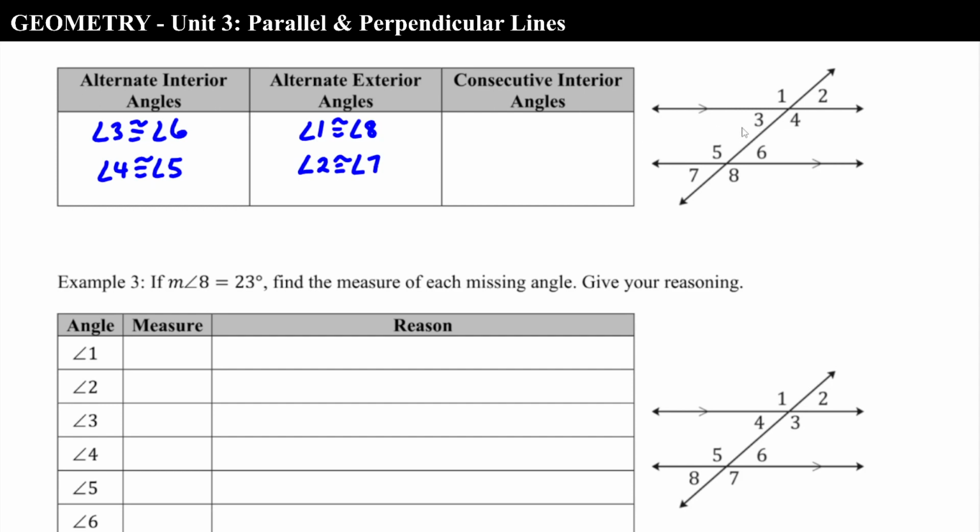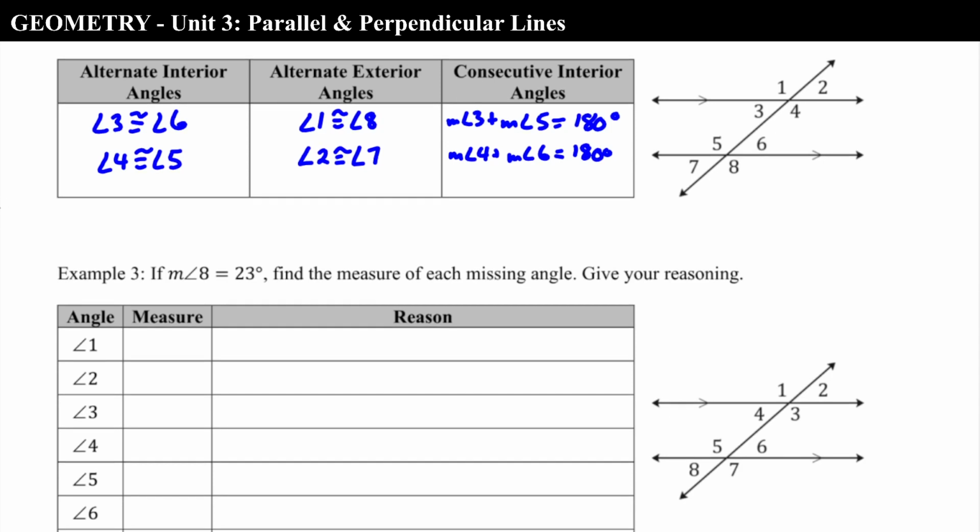And then for consecutive interior angles, you have 3 and 5, and 4 and 6. So the measure of angle 3 plus the measure of angle 5 is going to be 180 degrees. Similarly, the measure of angle 4 plus the measure of angle 6 is also going to give you 180 degrees.